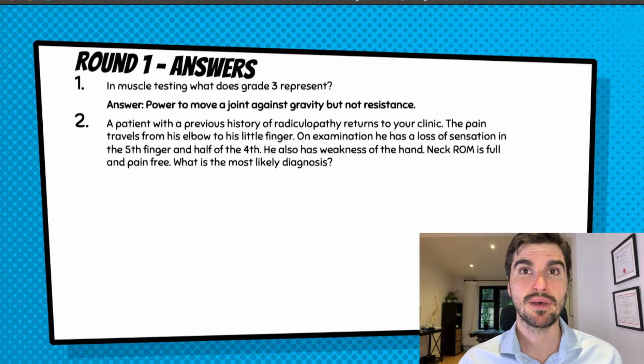Question number 2, a patient with a history of radiculopathy. Pain travels from his elbow to his little finger. On examination, he has a loss of sensation in the 5th finger and half of the 4th. He has weakness of the hand. Neck range of motion is normal. So what would your differential be?